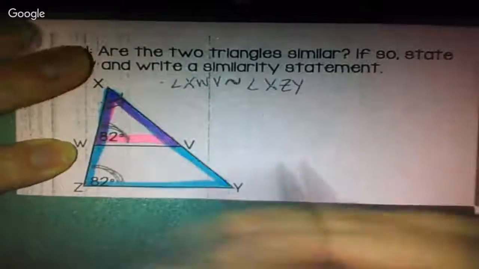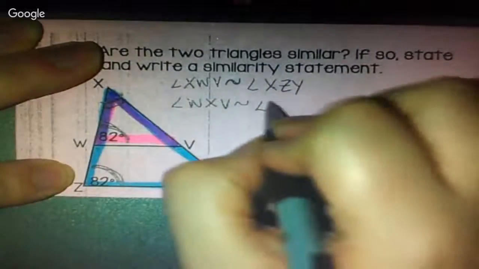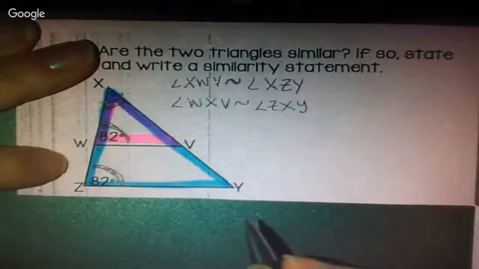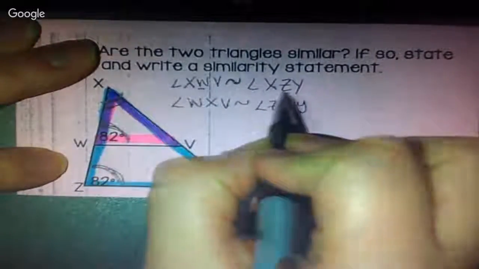The second one that they do not give us is angle WXV is similar to angle ZXY. Notice that the angle that's actually similar is the one in the middle when you name these.